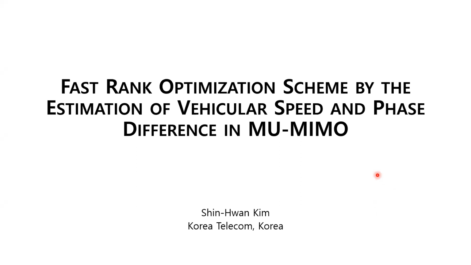The title of my paper is Fast Rank Optimization Scheme by the estimation of vehicular speed and the phase difference in MU-MIMO.